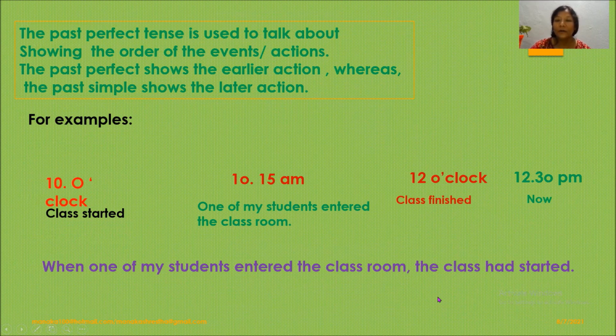The class had started is the first action, so it is written in the past perfect. And one of my students entered, this is verb 2, the simple past verb. This is the second action. When one of my students entered the classroom, the class had started.